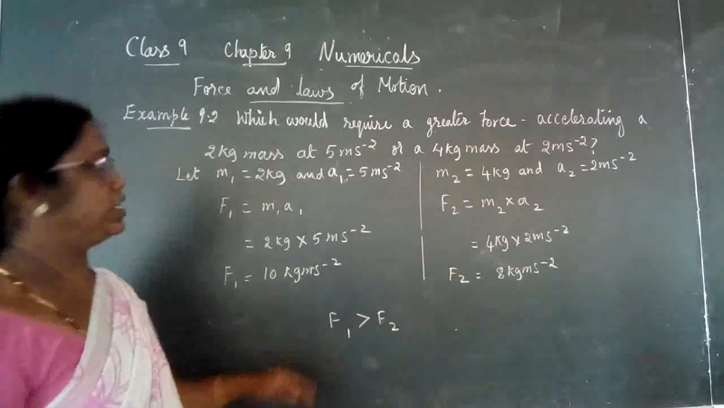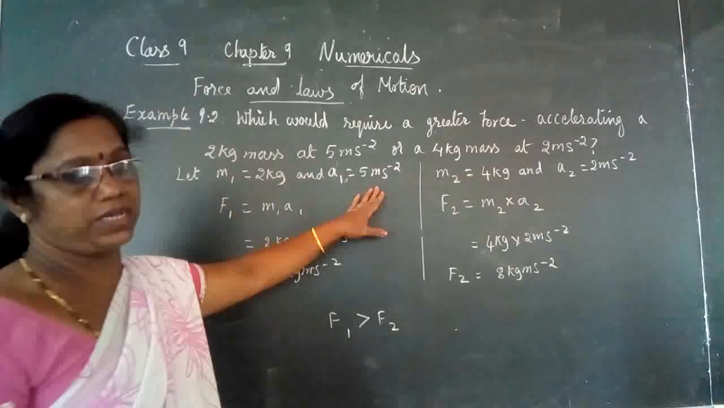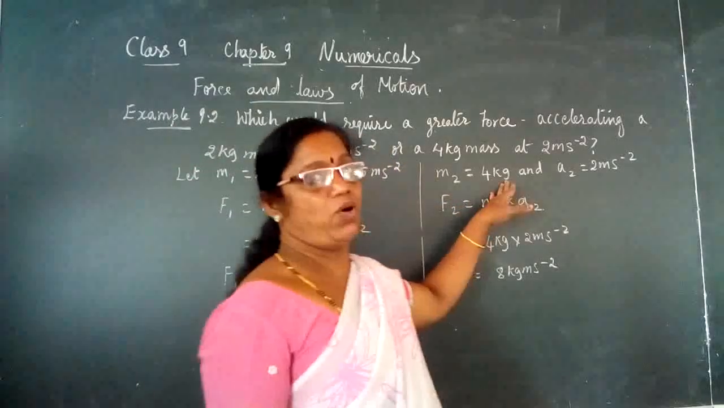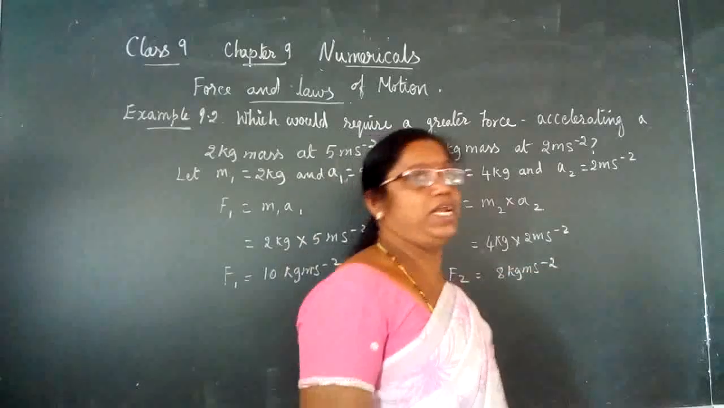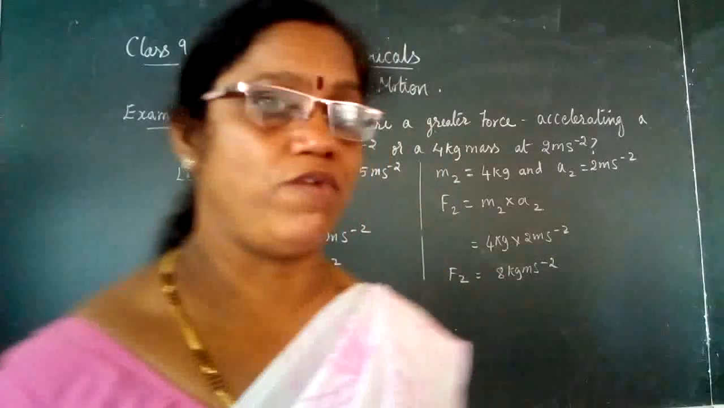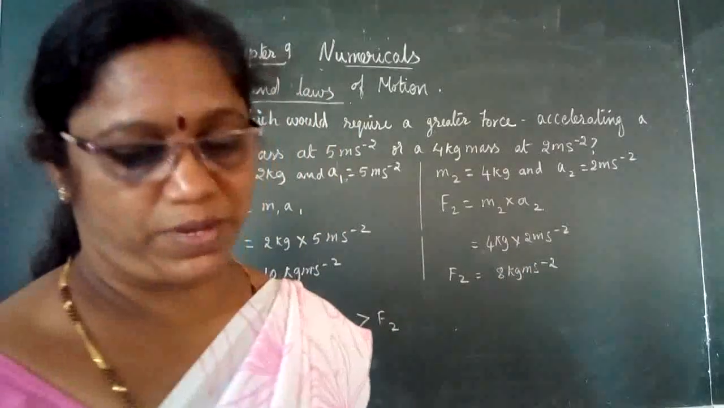Therefore, the force exerted on an object of 2 kg accelerating with 5 meter per second square is more compared to a mass of 4 kg accelerating with 2 meter per second square.